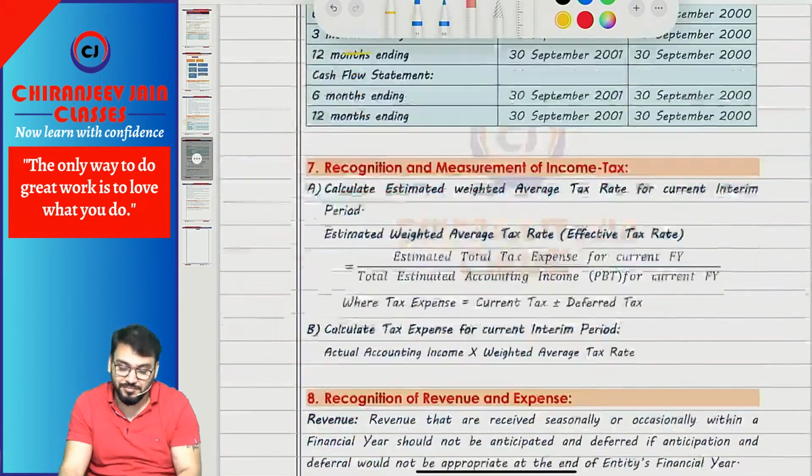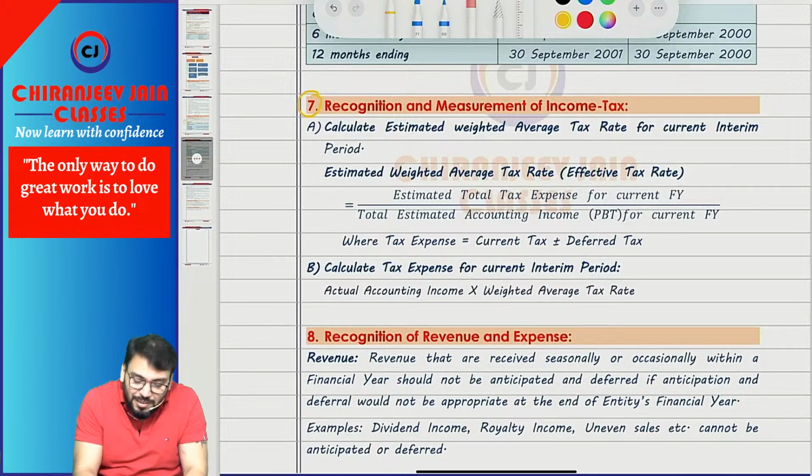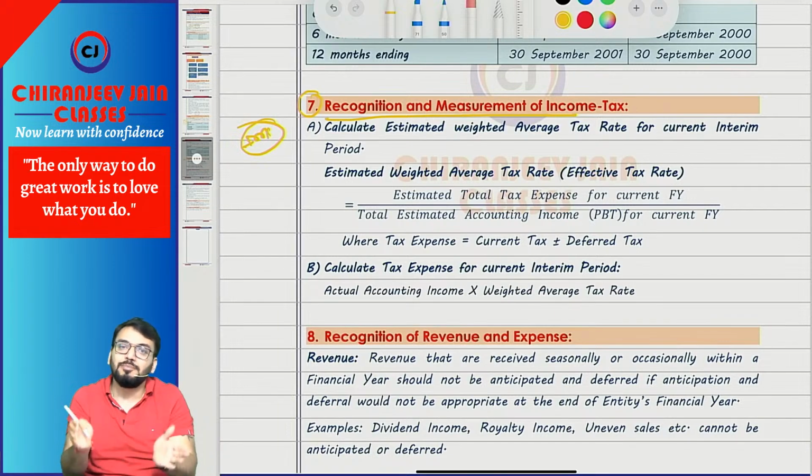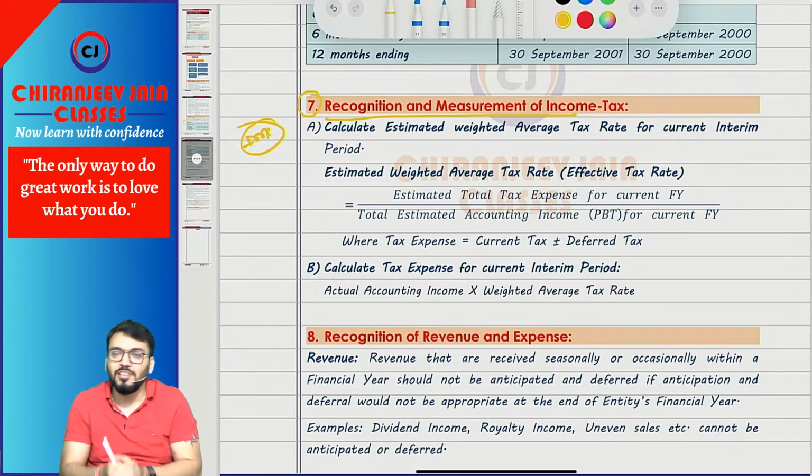It may come. The next point is about recognition and measurement of income tax. This is important from exam point of view. So what they say, first calculate the effective tax rate. First calculate the effective tax rate for the entire year.